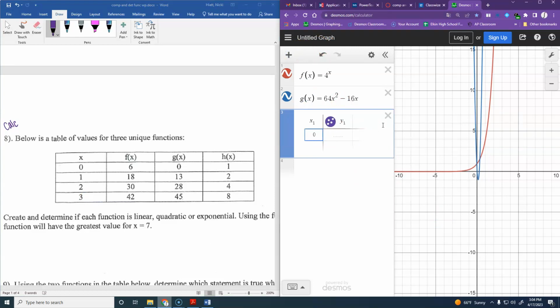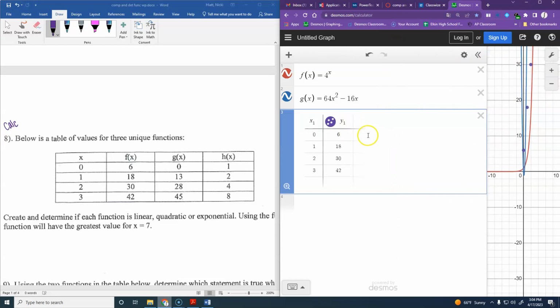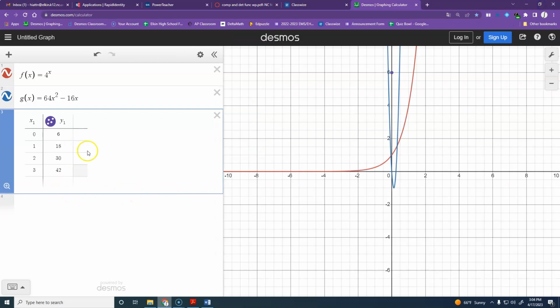You got 0, 1, 2, 3. And then I'm going to put in my numbers, 6, 18, 30, 42. I'm going to do another one. I got 0. Hold on. Why is that not showing up? I'm going to do full screen.